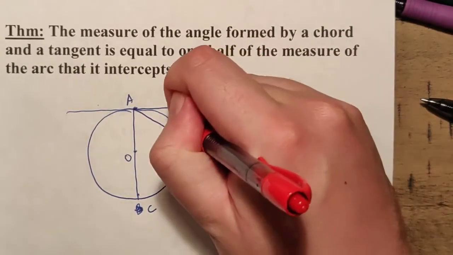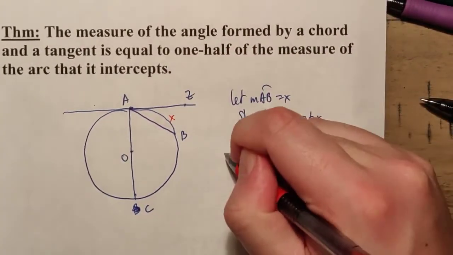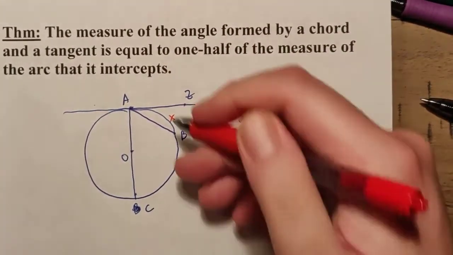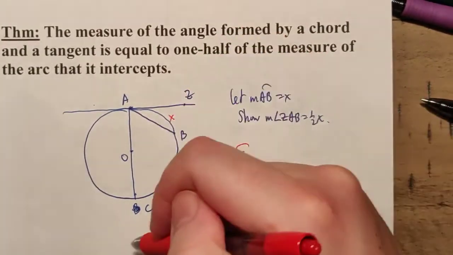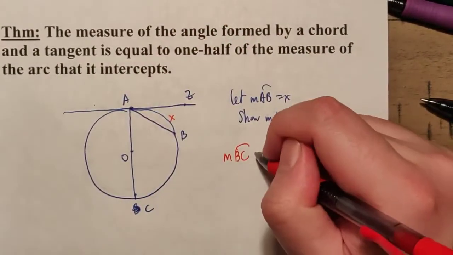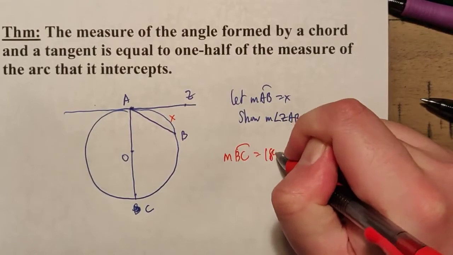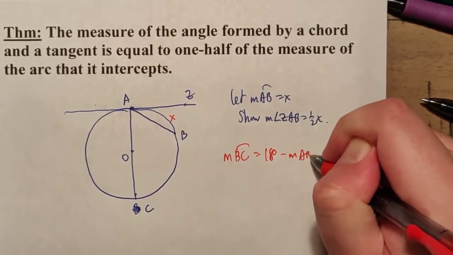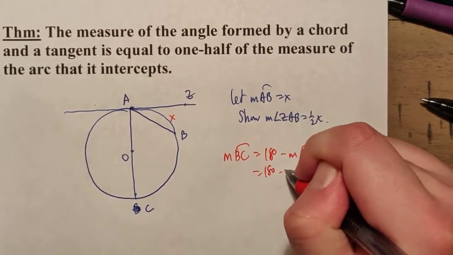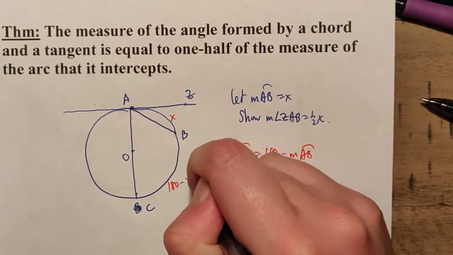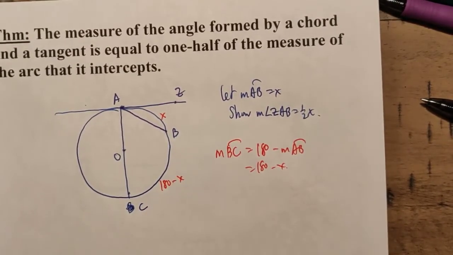So we'll let this be X. So it's pretty clear here that the measure of arc BC, because we have a diameter, so ABC is a semicircle, is going to be 180 minus the measure of AB, which is 180 minus X. So this is 180 minus X. That seems fair. I think that's a clear thing to think about.